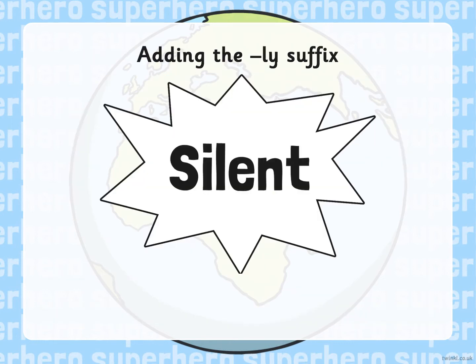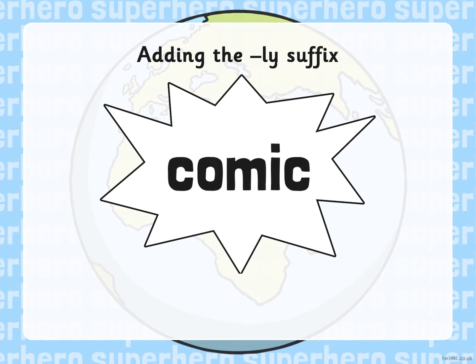So now I'm going to show you some adjectives, and I want you to shout out what the word would be if we added the ly suffix to make it an adverb. So the first word is silent. Shout out what silent would be if we added the ly suffix. So the answer is silently, but what's the rule? That's right. For the word silent, we just need to add the ly to the end of the root word to become silently.